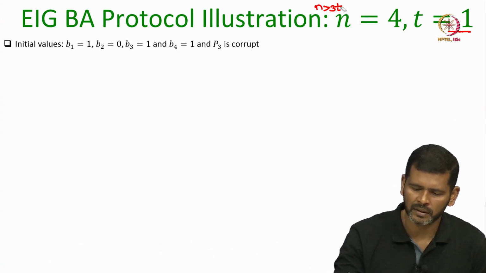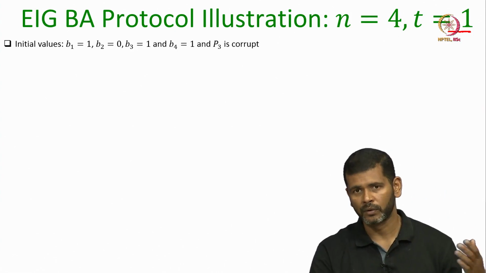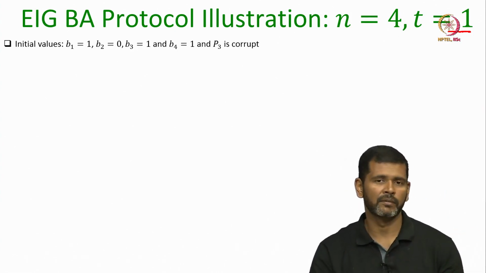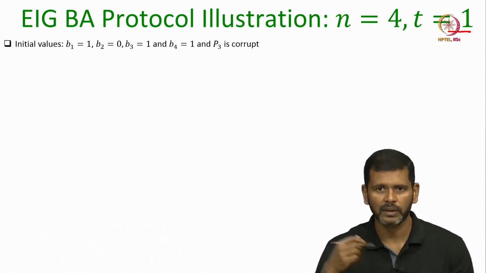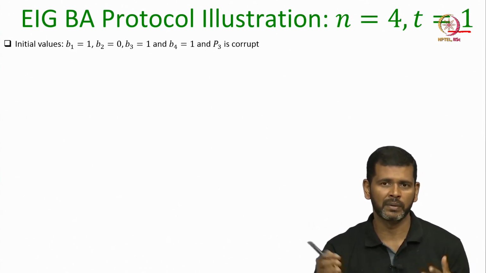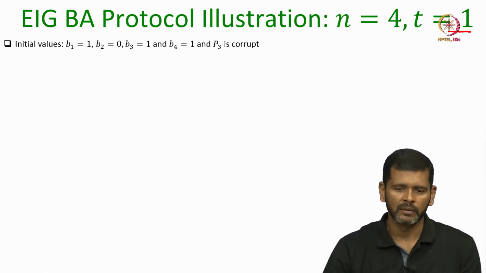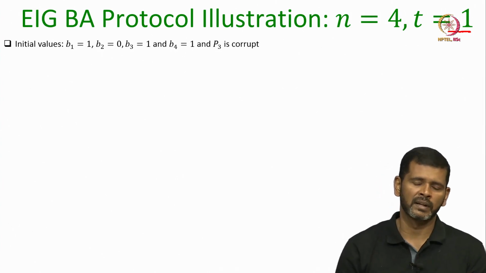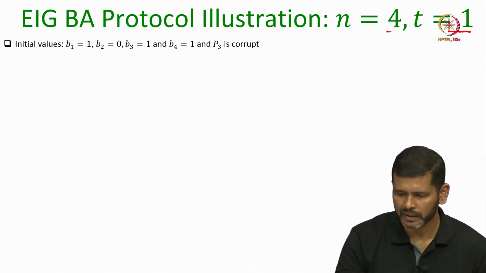Of course, you can take higher values of t, say t to be 2, in which case you have to assign n to be at least 7 and so on. Then you take any choice of inputs for the parties and run the protocol, and you will see that all the properties of Byzantine agreement are satisfied by the protocol. But for our illustration, we will take the case when n is 4 and t is equal to 1.